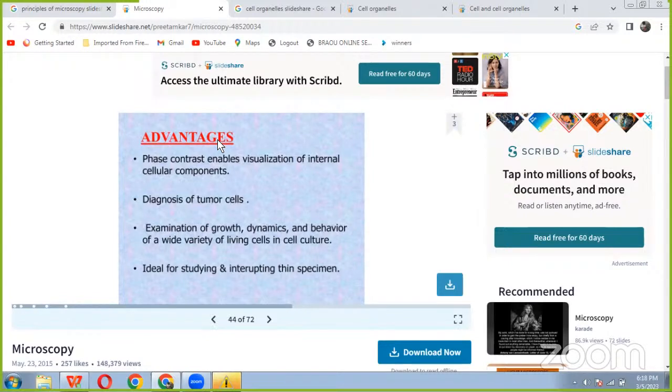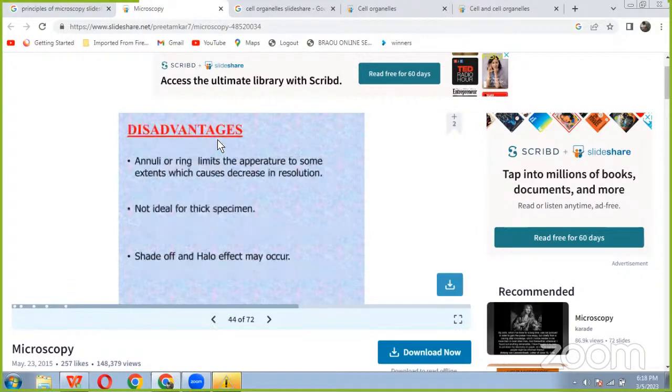These are the main importance of the phase contrast microscope: visualization of internal cellular components, diagnosis of tumor cells, and examination of the growth, dynamics, and behavior of a wide variety of cells in cell culture.